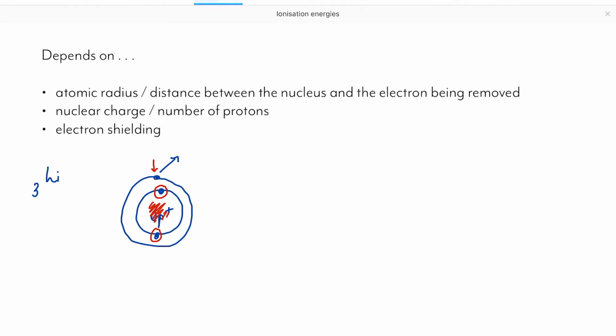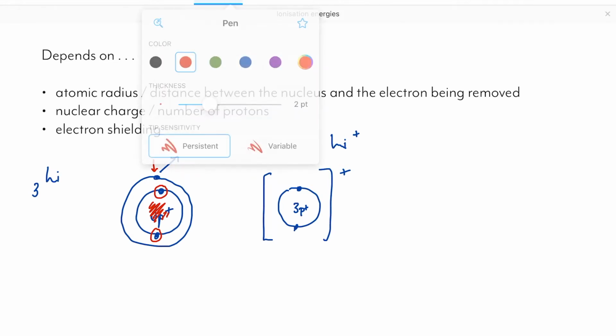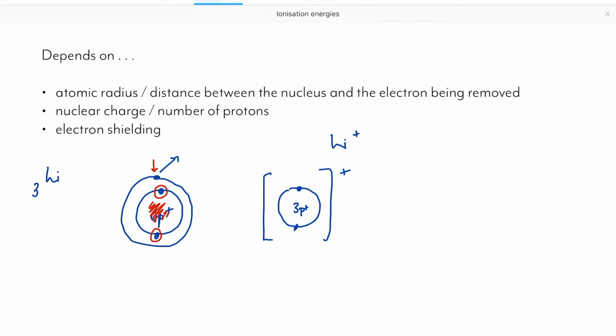Clearly, if we were going to lose a second electron, let's draw it out. If we have lithium with its 3 protons, and it's an ion, if it's already lost an electron, so this is lithium plus, we can represent that with square brackets and a positive charge. First of all, it's important to note that now that we've lost an electron, these 3 protons are going to be attracting the 2 remaining electrons more strongly.